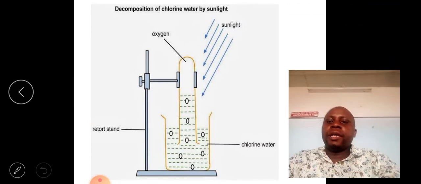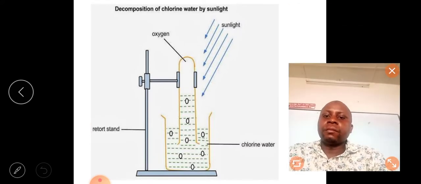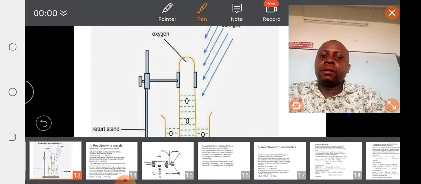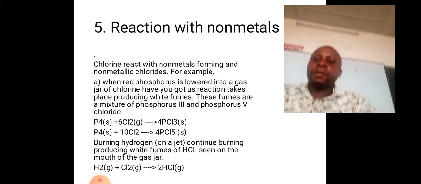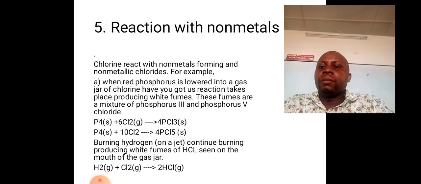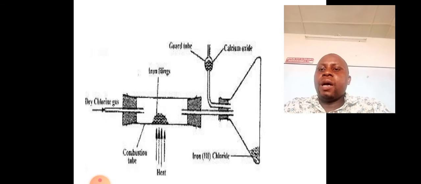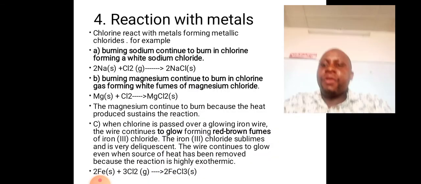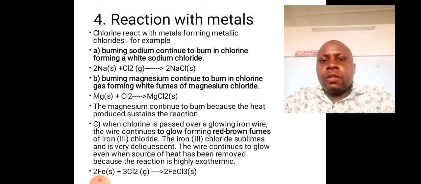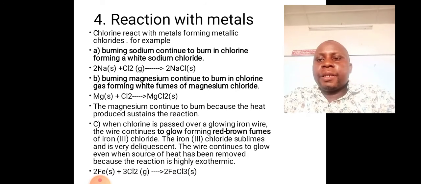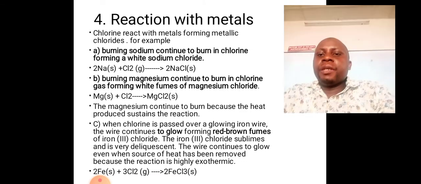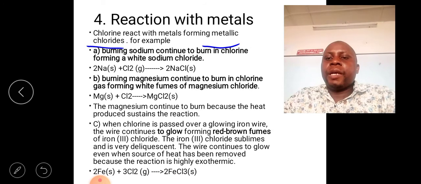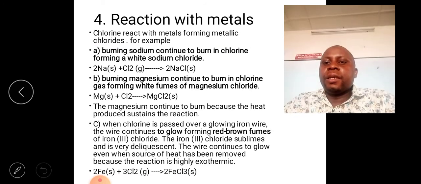We shall learn about the reaction between chlorine and metals. So chlorine reacts with metals, and when it does so, it forms some metallic chlorides. Okay, it forms some metallic chlorides.